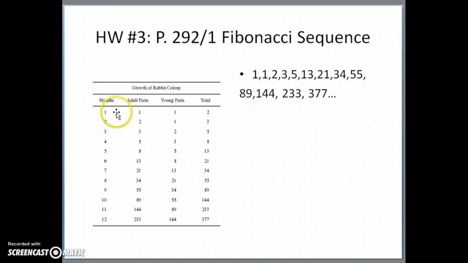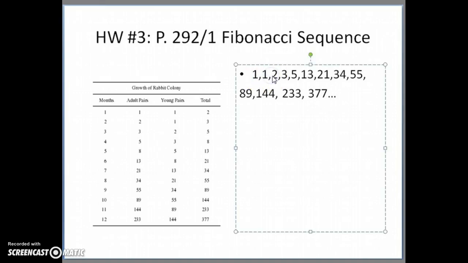Suppose the first month, we're talking about rabbits. We're raising rabbits. So the first month we have adult pairs 1 and young pairs 1. So it's like we have 1 pair of parents and 1 pair of babies. So in total we have 2 pairs. So that's the first month. I guess we can consider that the first number is 1, the second number is 1, and then the third number is 2. That's like 2 pairs.